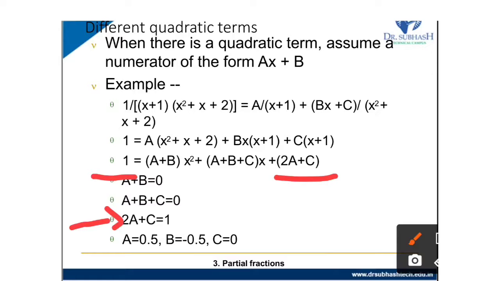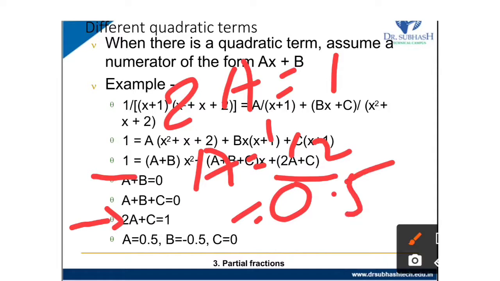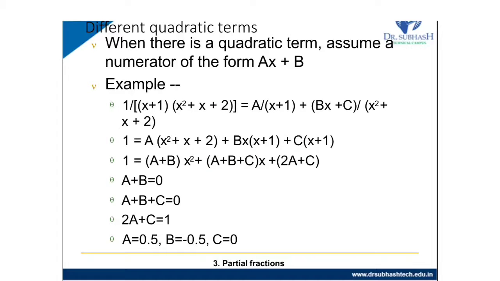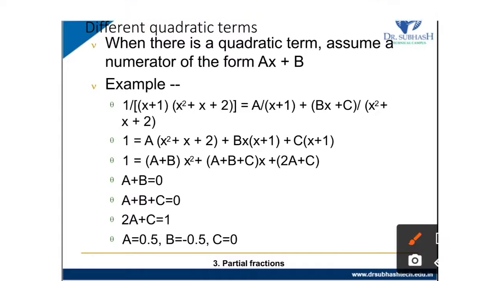So we will put c equal to 0, which we already found, so 2a equal to 1, so a equal to 1 by 2, so it is 0.5. But a plus b equal to 0, so b equal to minus 0.5. So a equal to 0.5, b equal to minus 0.5 due to a plus b equal to 0, and c equal to 0.